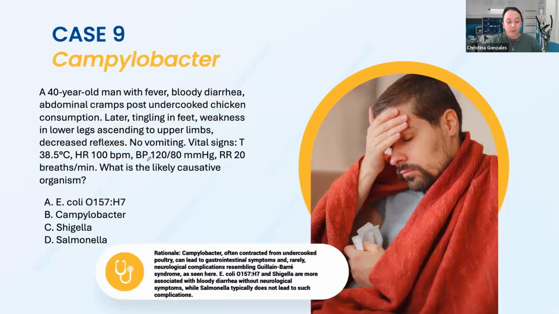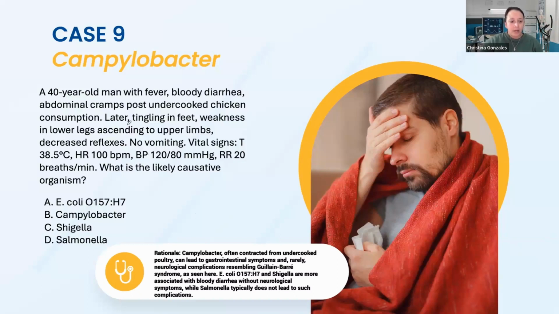Great. If you said Campylobacter, you are correct. So Campylobacter is often associated with undercooked poultry, and it can cause GI symptoms. And rarely, although things that are rare in the real world are often not so rare in the testing world, right? Because we need to discriminate. We need to give you something to hang your hat on, to say, I know that this is Campylobacter.